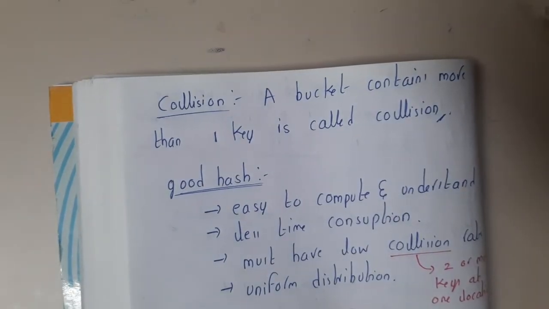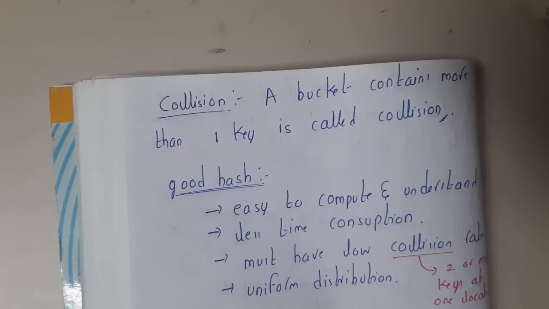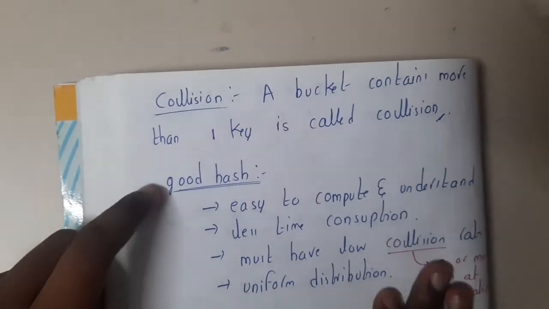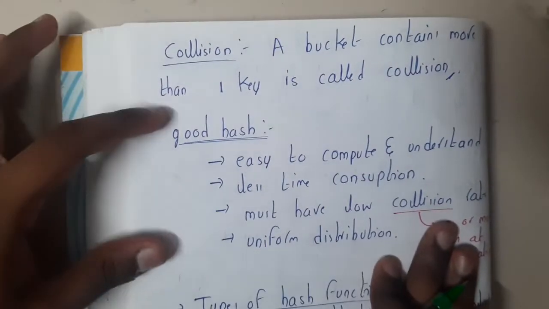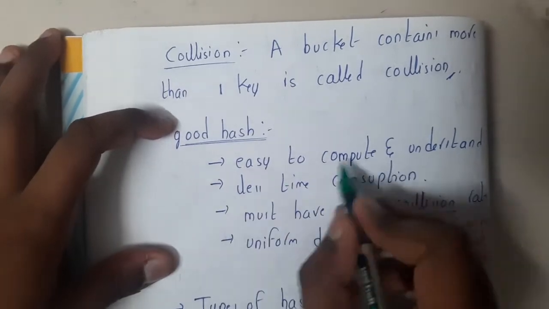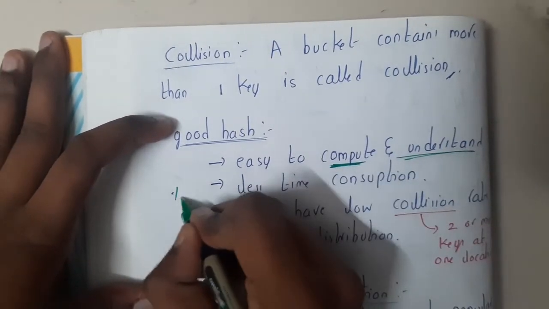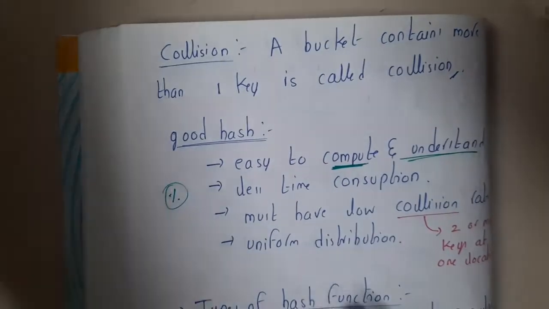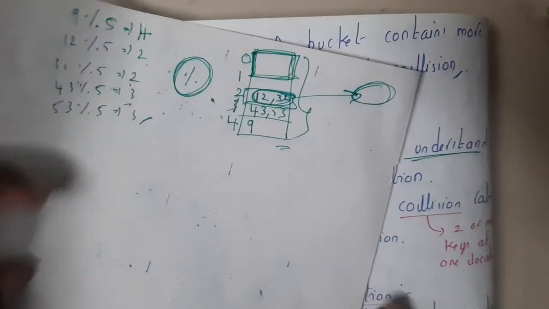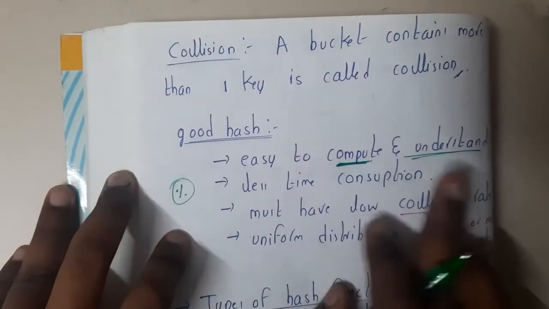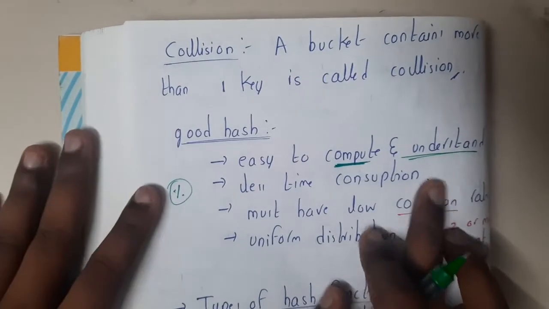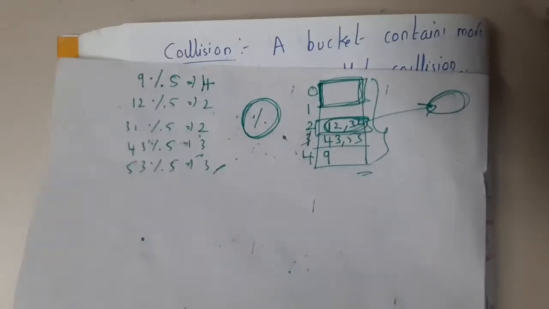So when can you say that a particular function is a good hash function? It should follow these things, guys. It should be easy to compute and understand. Once I told you modulo, you started solving, right? Did you think of anything else? No. It is computable, understandable and easy, right? So how much time did it take, guys? I think it's around 30 seconds.